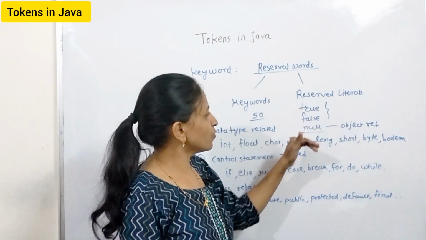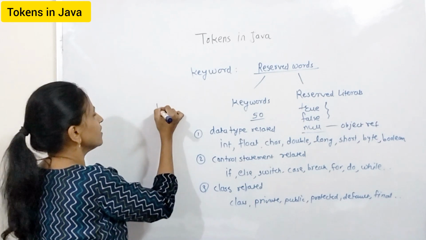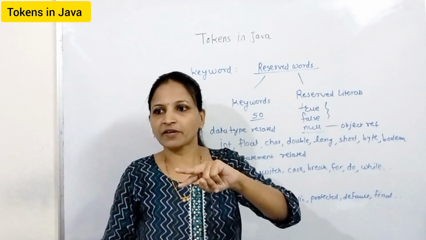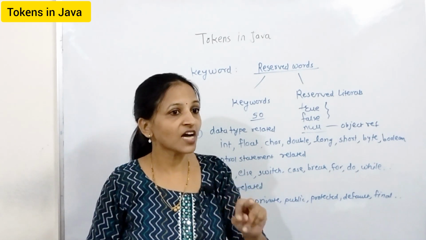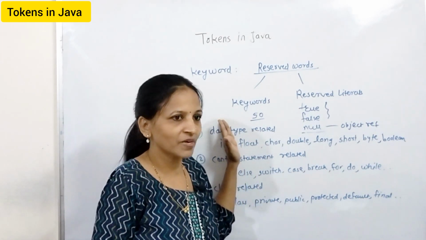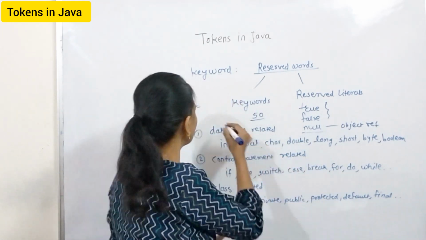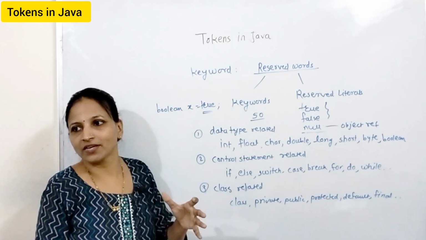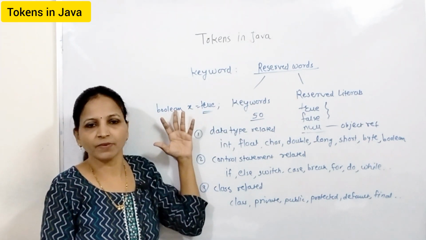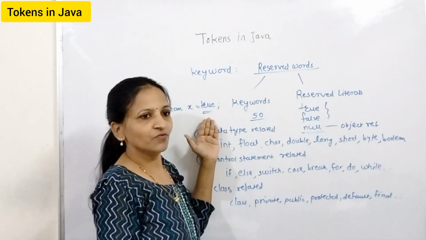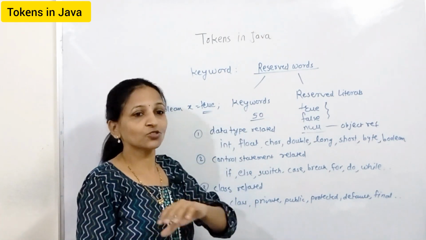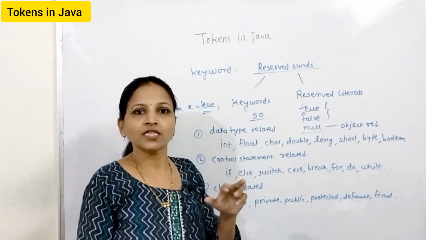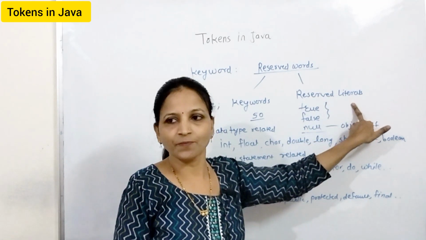But here if you have written boolean x equal to, there are only two possible values, either true or false, and those are reserved for that specific purpose by the language. Actually, this is the value of that x boolean variable. Here you are giving a value to that x variable. This is reserved for that specific purpose, but this is not a keyword. True, false and null are not keywords. These come under the reserved literal category.